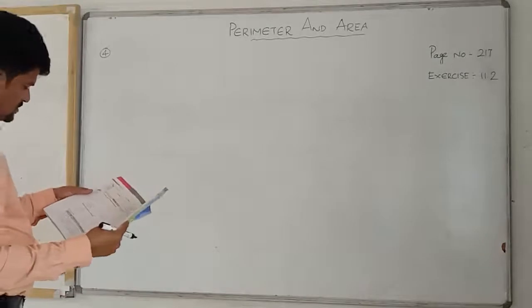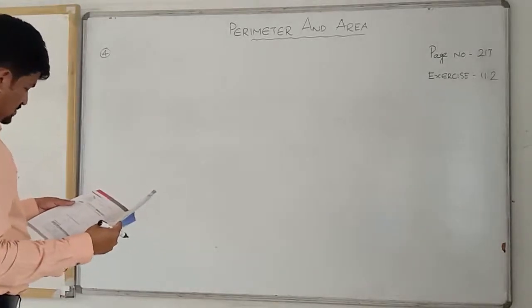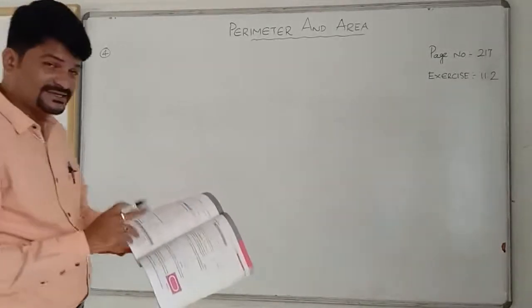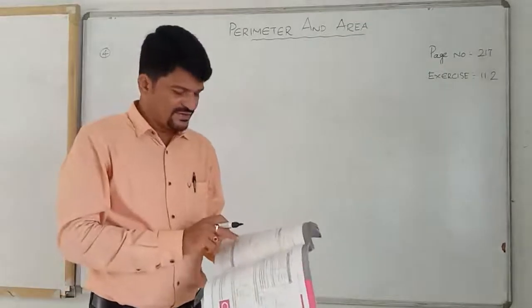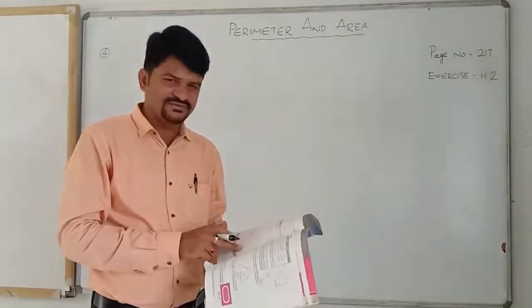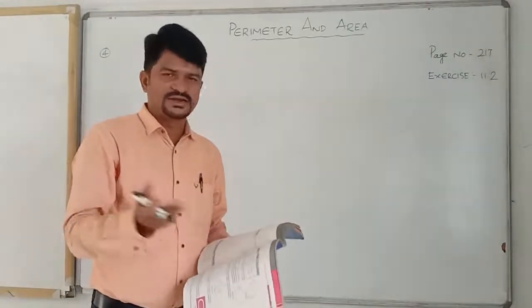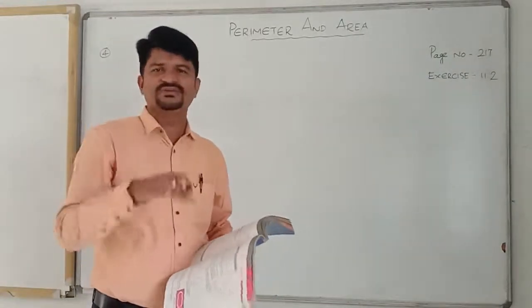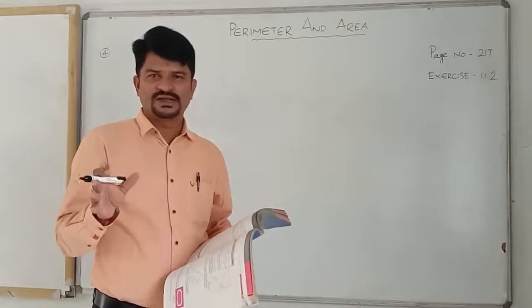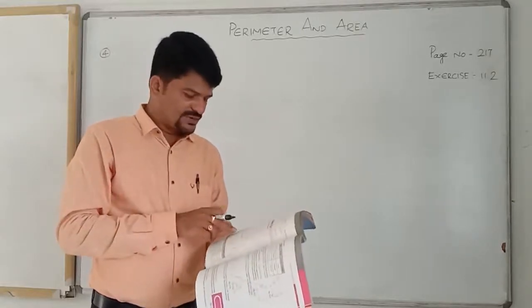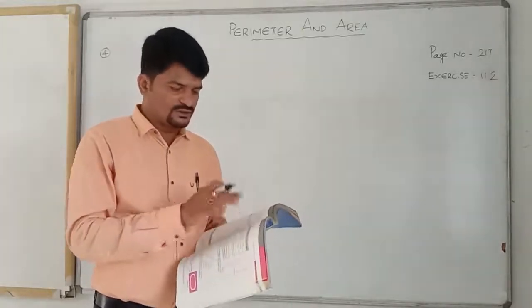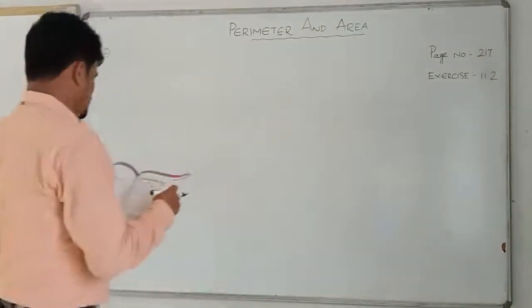Question number 4. Children, yesterday we missed finding the area of a triangle in the diagrams I have given. You need to complete that today also. Directly, as I explained previously how to find the area of a triangle, you can complete Roman number 2 also. Now the question number 4, missing term. What is given here?